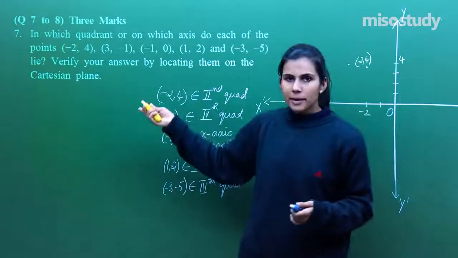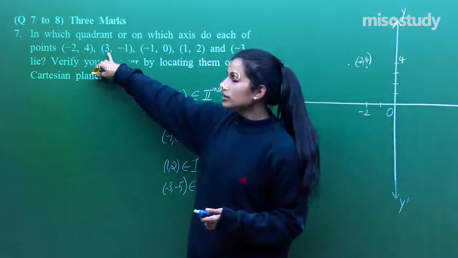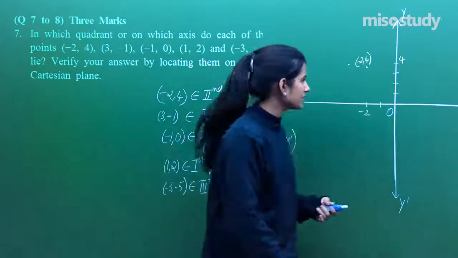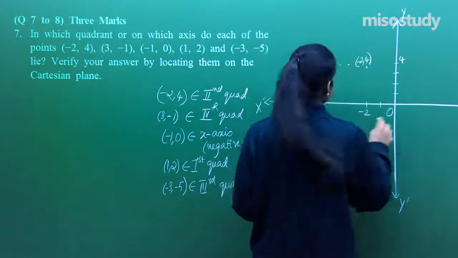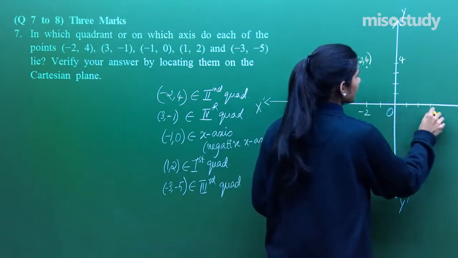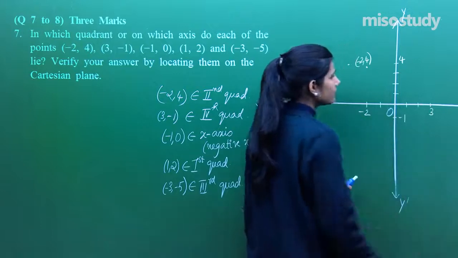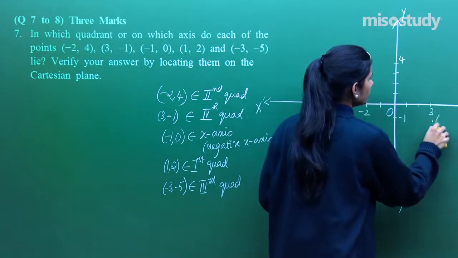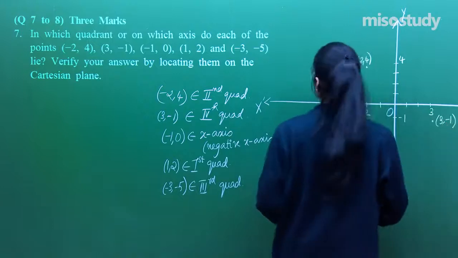Then you have (3, -1): move 3 units along positive x-axis and 1 unit along negative y-axis. Right? So this point here is your (3, -1).